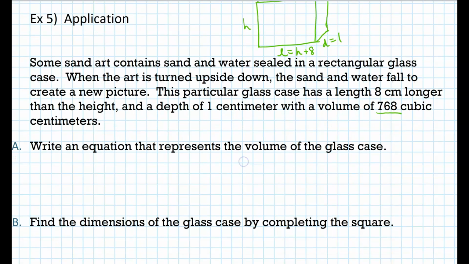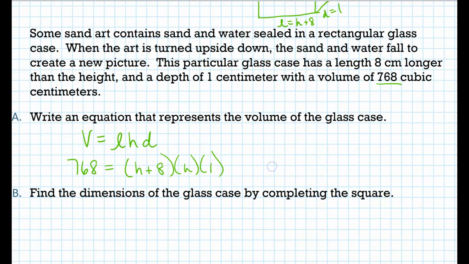cubic centimeters, right? So volume is equal to the length times the height times the depth. Alrighty, so we have 768 is equal to the length we said is h plus 8. The height is still h, and the depth is 1. Alright, what kind of equation did we create? A three variable equation. 768 is equal to h squared plus 8h.